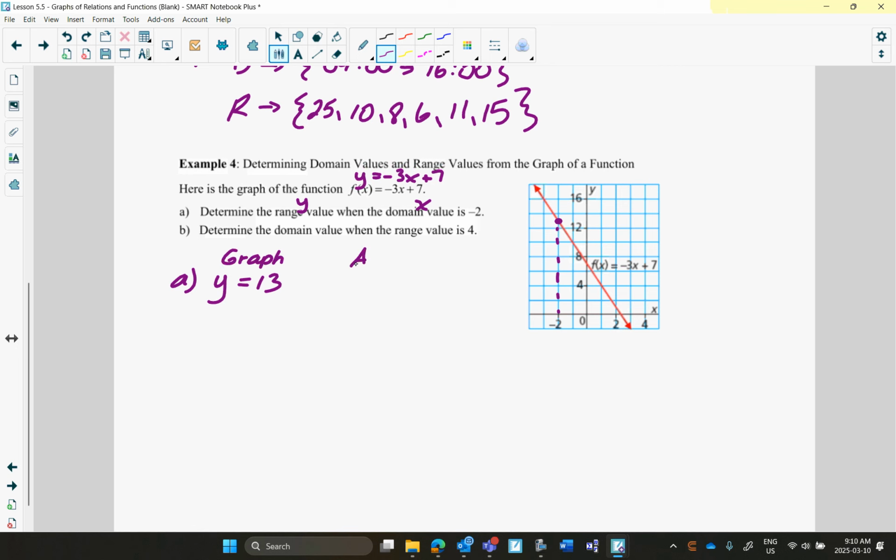But you could also find it using algebra. Use this. When x is negative 2, calculate y. So plug in negative 2 for x. Negative 3 times negative 2 is 6 plus 7. Y equals 13. So we were right on the graph.